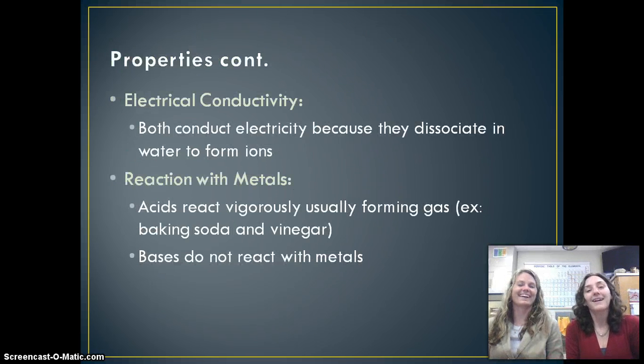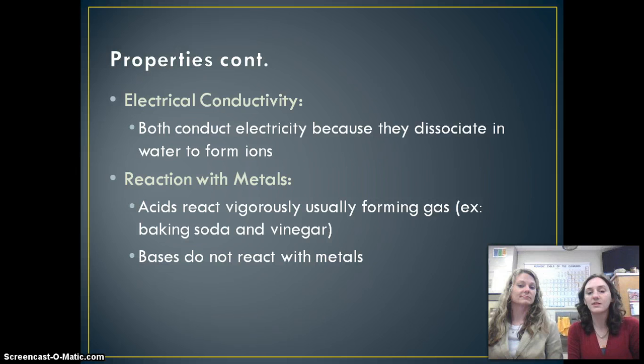Electrical conductivity. Both acids and bases conduct electricity, because when you combine them with water, they dissociate, or they basically come apart into ions. And so the ions floating around in the water are going to conduct your electricity, because you've got positives and negatives floating around.